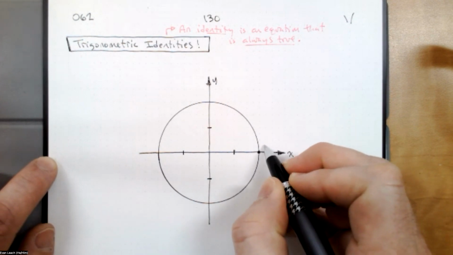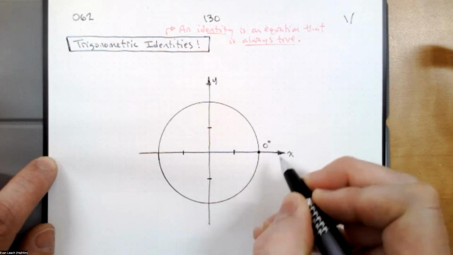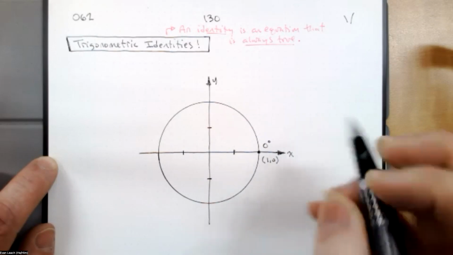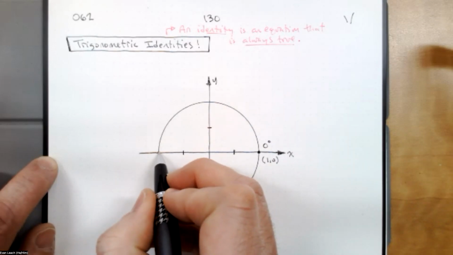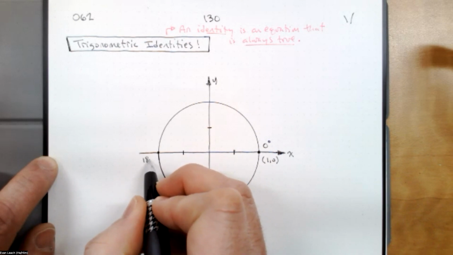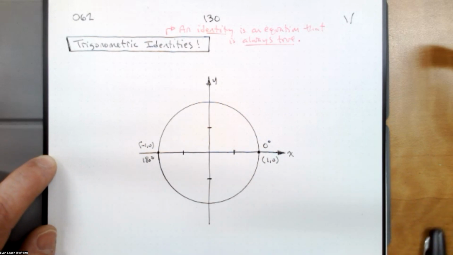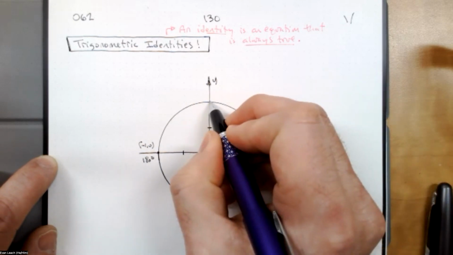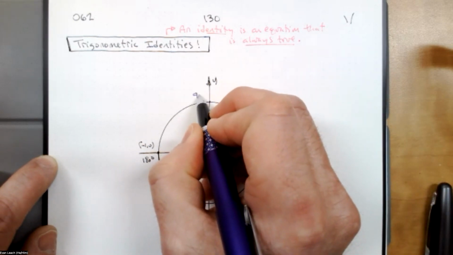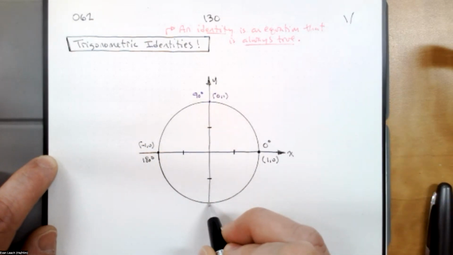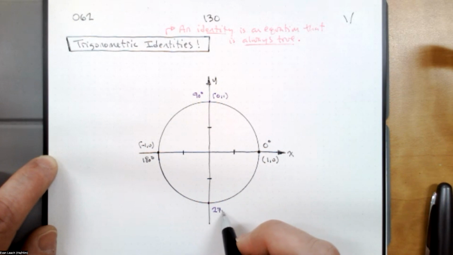We want to know everything going around the circle. We know that this is at 0 degrees, and the coordinates of this point are 1, 0. We have down over here 180 degrees with coordinates of -1, 0. Up here at 90 degrees, we have coordinates 0, 1. Down here at 270 degrees, we have coordinates 0, -1.